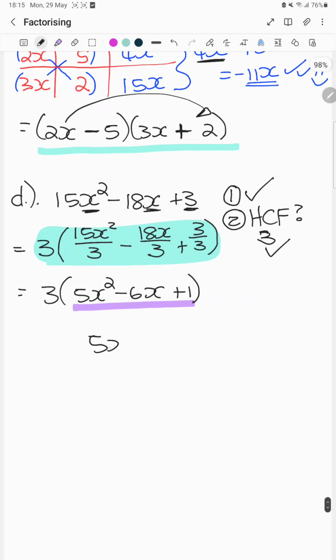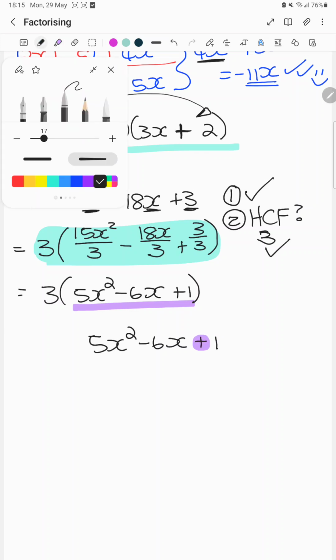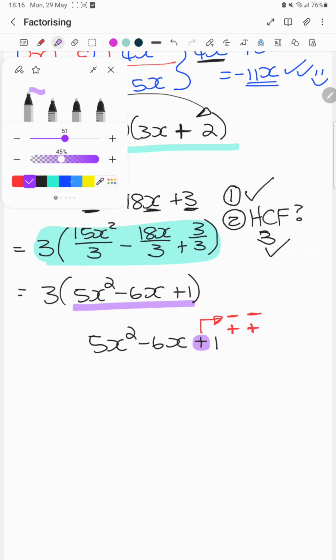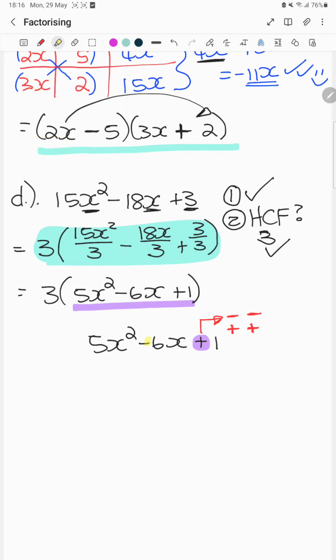Okay, I'm just going to rewrite it for now. So the first thing we have to do is we look at the sign in front of my constant. So the sign in front of my constant is a positive, which means both brackets have to be negative or both brackets have to be positive. Because I know this, I can go and look at this sign here, and because this is a negative, it means that both my brackets have to have a negative in it. Okay, now we can move on.